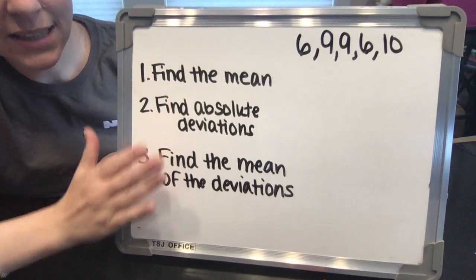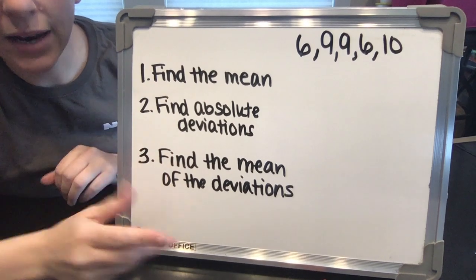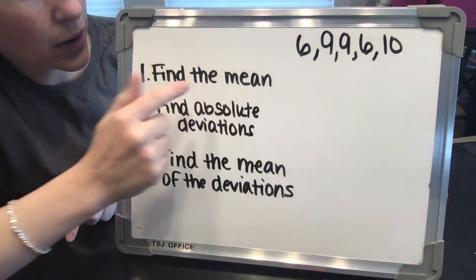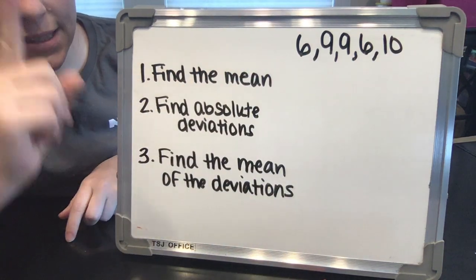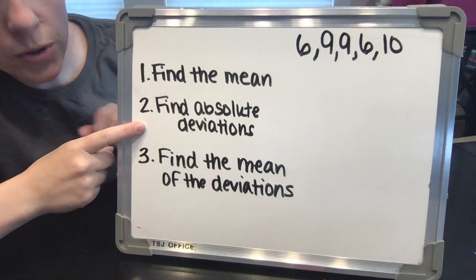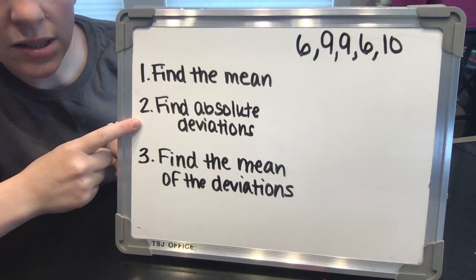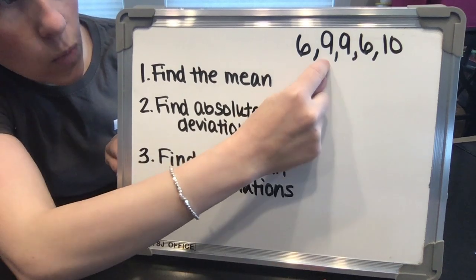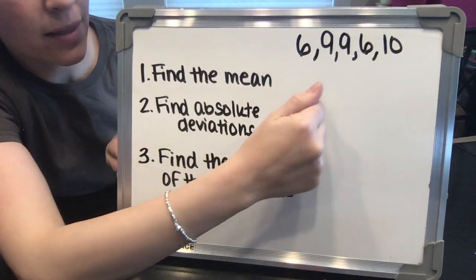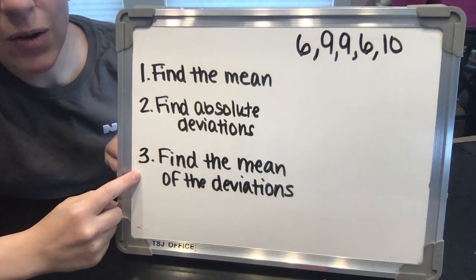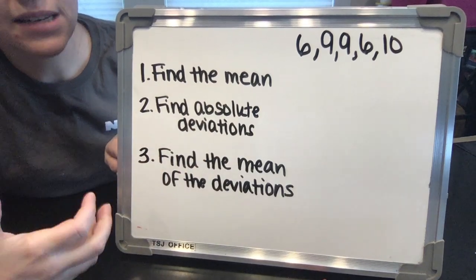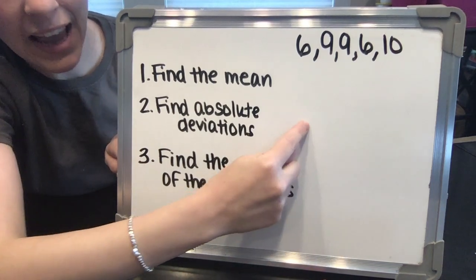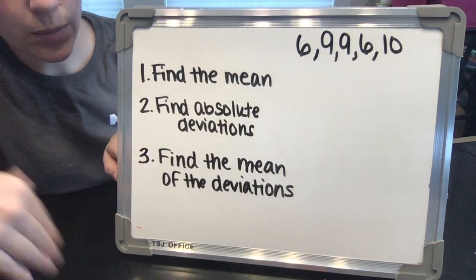So here we're going to practice finding the mean absolute deviation. And we have 3 steps. The first step we're going to do is we're going to take a set of data and find the mean. We're finding the average. That's step number 1. Step number 2, we're going to find the absolute deviations from that. So we're going to see, once we get an average, how far away is each number from the average. And step number 3, we're going to find the mean of those deviations. That means we're going to find the average distance away that each number was. So let's dive in and practice this together.